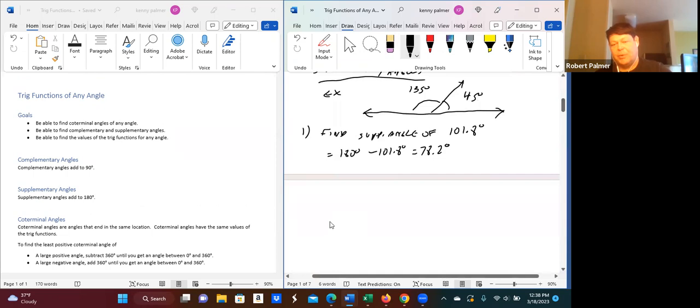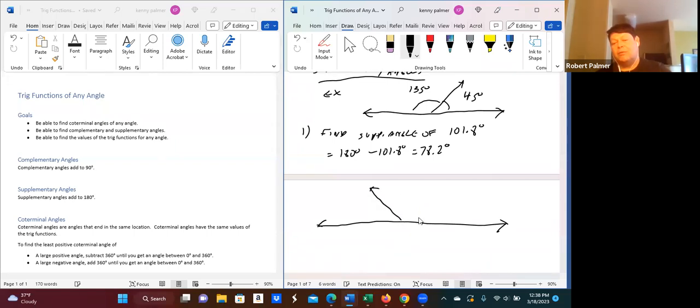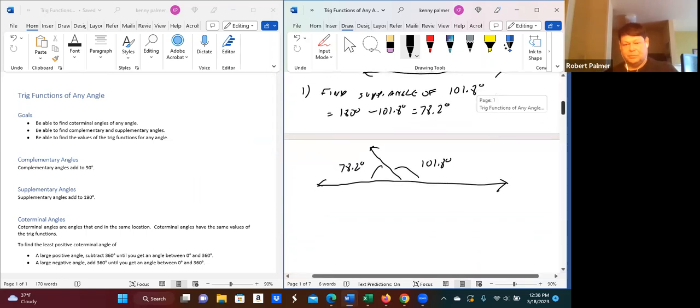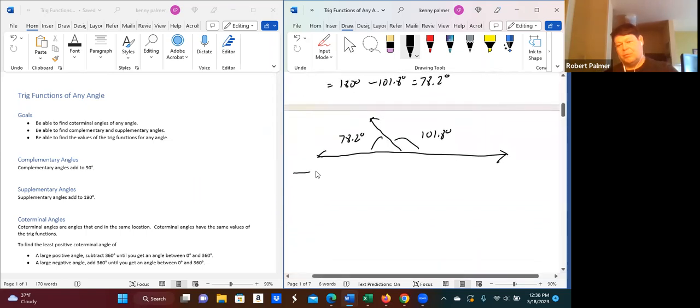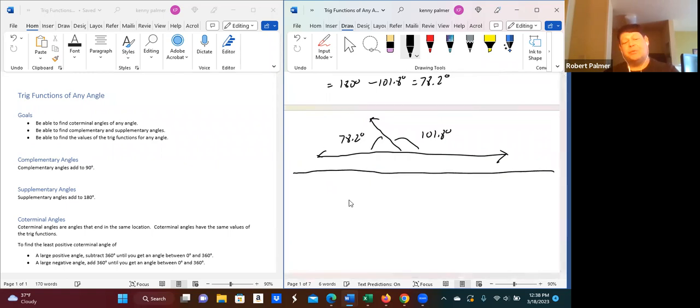So then if we draw a picture for that, this is 101.8 degrees, and this angle here is going to be 78.2 degrees, and both add to 180. Okay, so that's the idea of complementary and supplementary. Both are very simple concepts, but can be fairly useful.